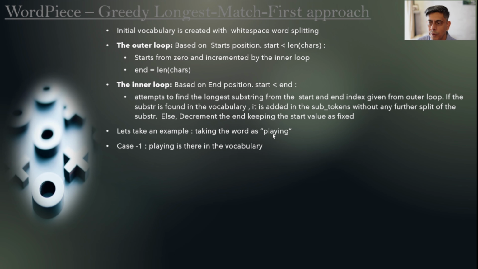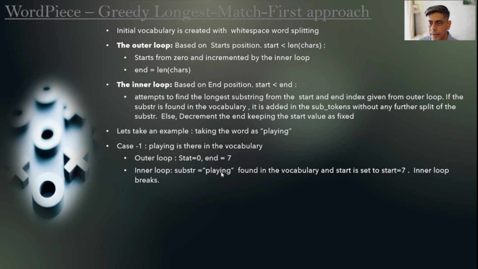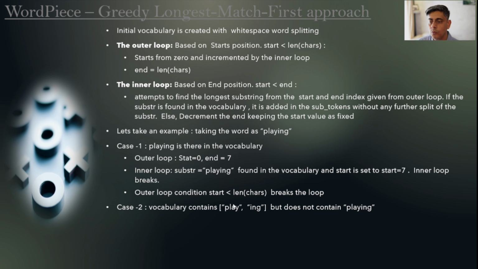Case number 1: when playing is part of the vocabulary, the outer loop starts from 0 and the end is 7. The inner loop starts, and it finds that the entire word playing is already there in the vocabulary, so the loop ends, break. Case number 2: playing is not there, so you have play and ing, two separate words which are there in the vocabulary.